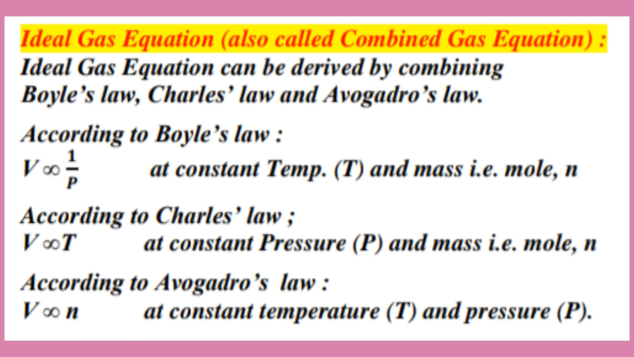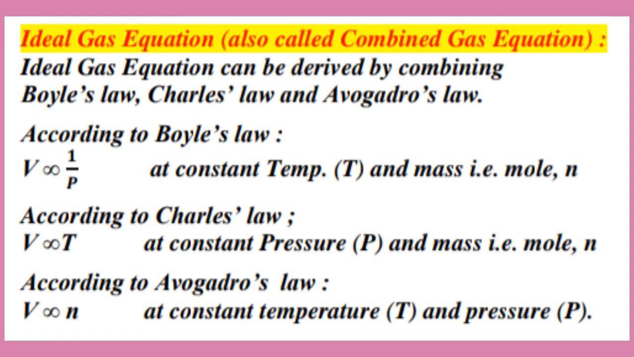Boyle's law states that the volume of a given mass of gas is inversely proportional to its pressure. V is inversely proportional to pressure, at constant temperature and constant mass. Constant mass means the number of moles of the gas is constant.